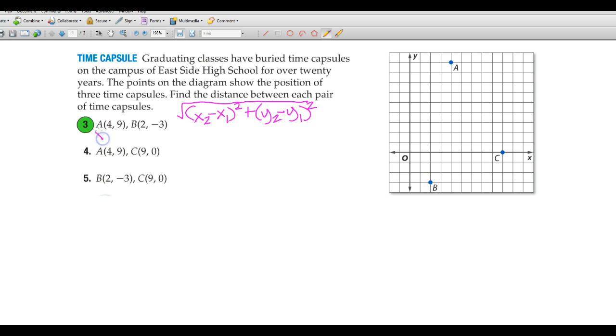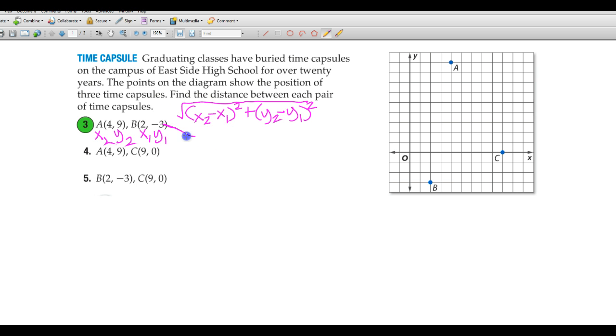I could call this one x2, y2, and this one x1, y1. So the order that you subtract your x coordinates in does not matter. Same with the order that you subtract your y coordinates in. It does not matter. And that's the thing that students tend to get hung up on often, and I just wanted you to know that.